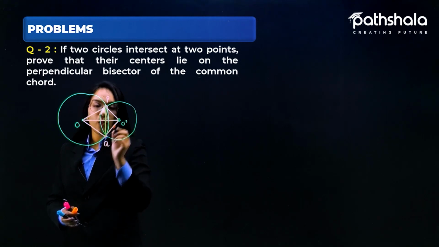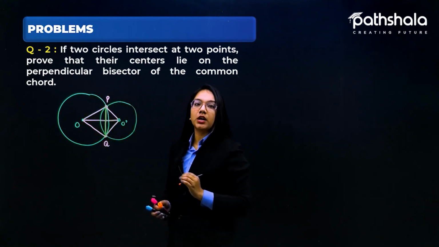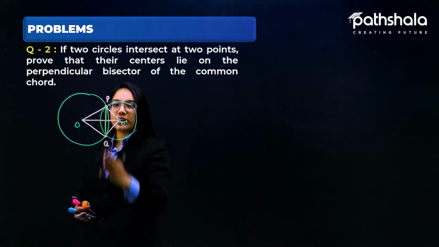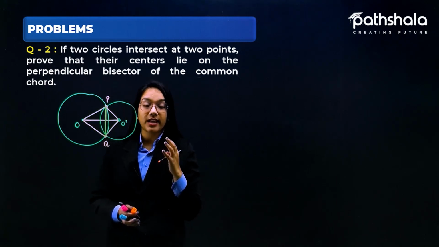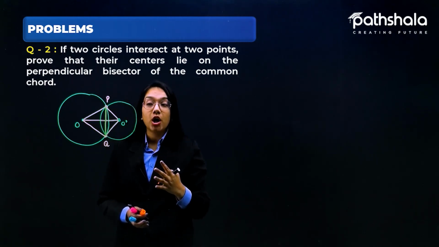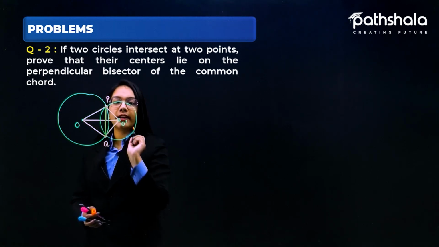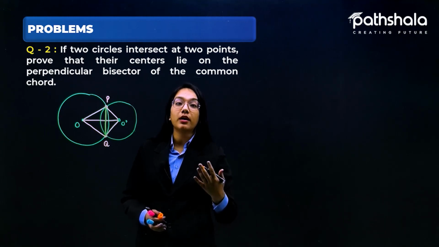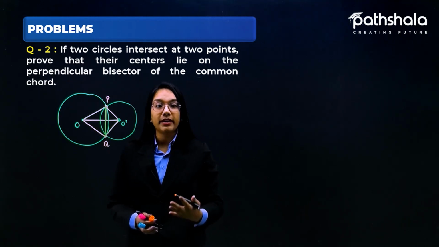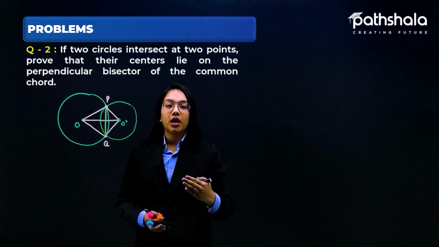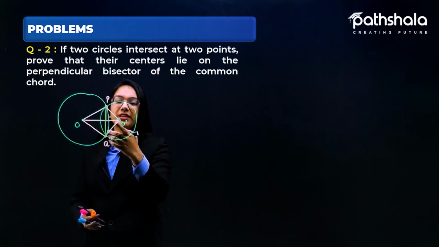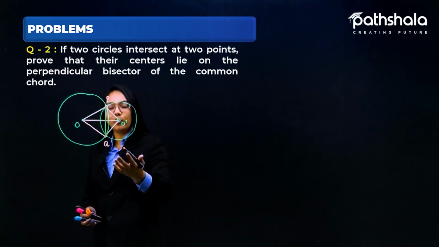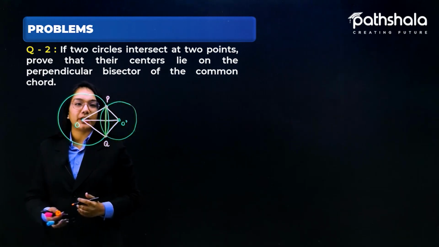What we have to prove is that their centers are lying on the perpendicular bisector. It means that PQ is the perpendicular bisector of OO dash. That is exactly what we want to prove. If this angle is 90 degrees, then it is enough to prove that their centers lie on the perpendicular bisector of the common chord. So let's move further to prove this.